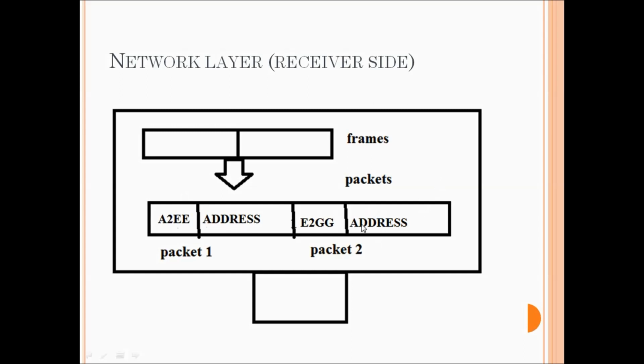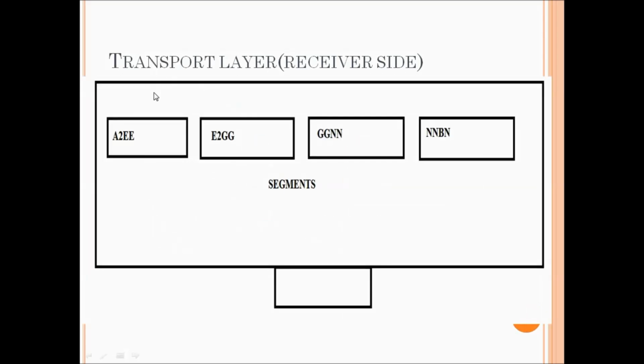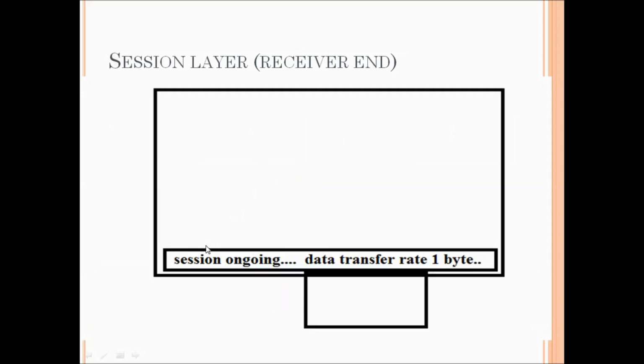You can see there, packets contain addresses along with your data, because to send your information you need a sender address and a receiver address. Next, your information will be converted into segments here. Even now your data is still in the encrypted format. You can see there, the session is still ongoing because data is still transferring. So the session is not completed yet.